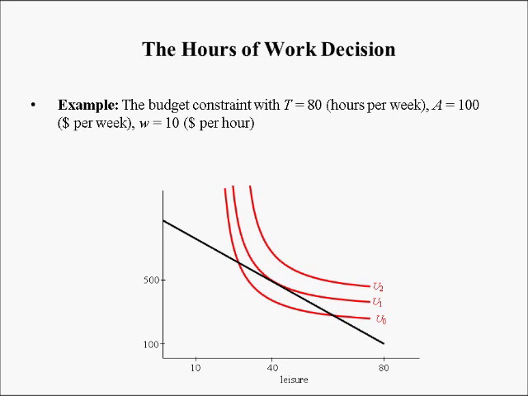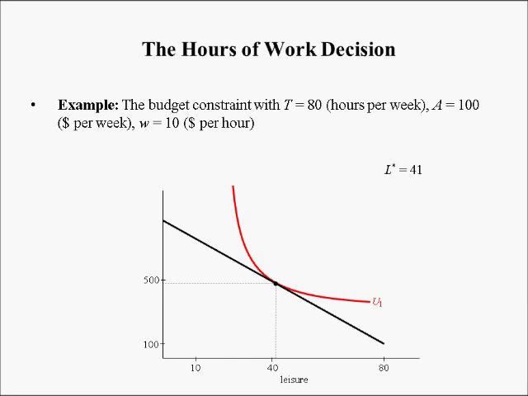The indifference curve that corresponds to U1 is just tangent to the budget line. It just barely kisses it. It only touches the budget line once at the tangency point. This is why I say that the marginal rate of substitution, the slope of the indifference curve, is equal to the slope of the budget constraint, the wage, at the optimal solution.